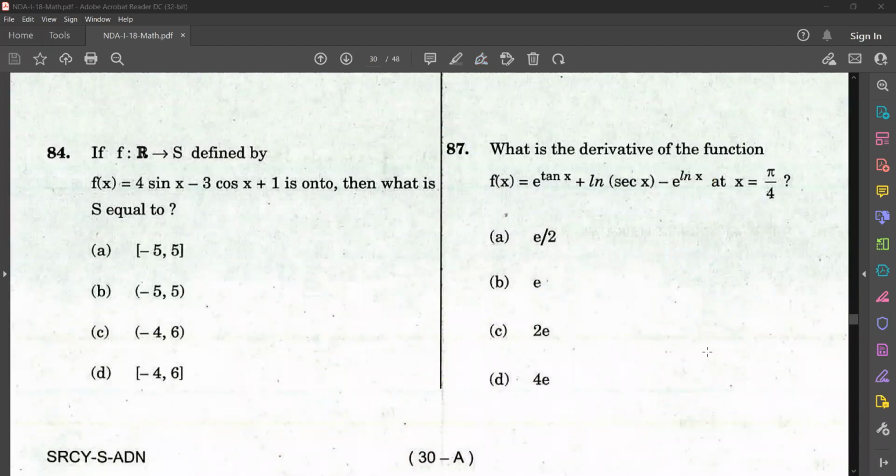So before that, we see the question number 84. Question number 84. If function f from R to S defined by f of x equal to 4 sin x minus 3 cos x plus 1 is onto, what is S equal to? The given function is onto. What is S equal to?